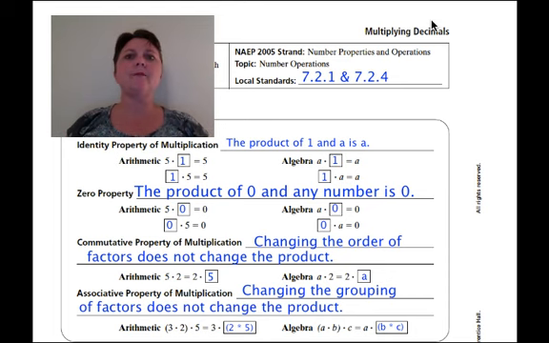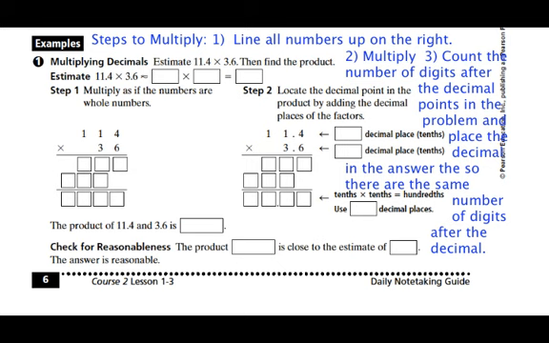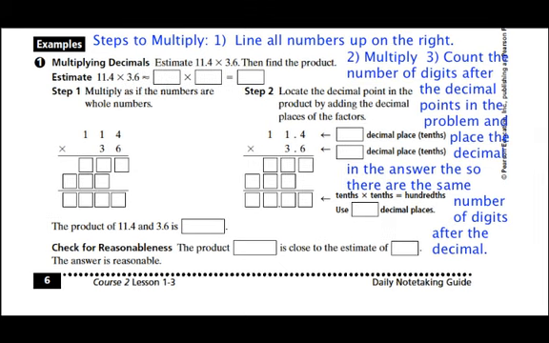There are 3 main steps to multiplying decimals. Step 1 is you're going to line your numbers up on the right-hand side. Step 2 is you're going to multiply. Now I know a lot of you have used lattice multiplication. If you want to continue with lattice, that's fine, but I'm going to show you the traditional algorithm today. Step 3 is count the number of digits after the decimal points in the problem and place the decimal point in the answer so there are the same number of digits after the decimal. That sounds a little confusing. Right now, just get it all copied down and I'll explain it as we look at the examples.